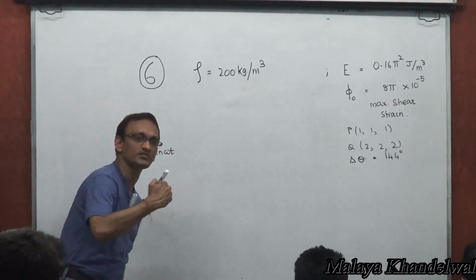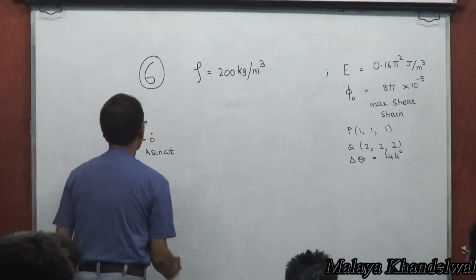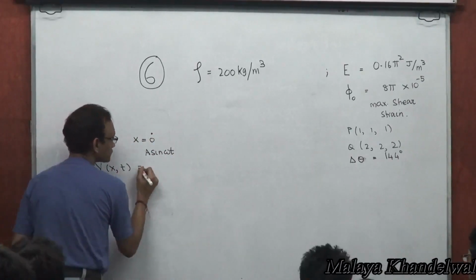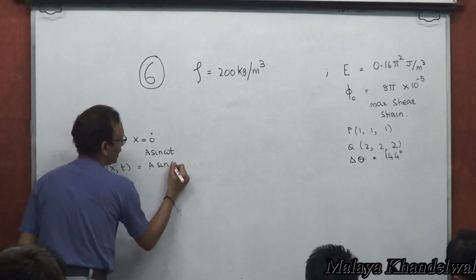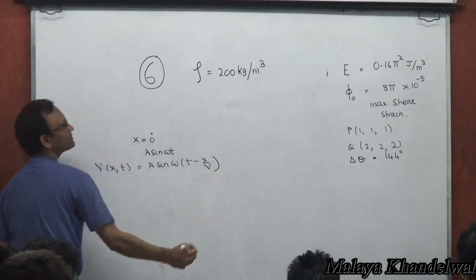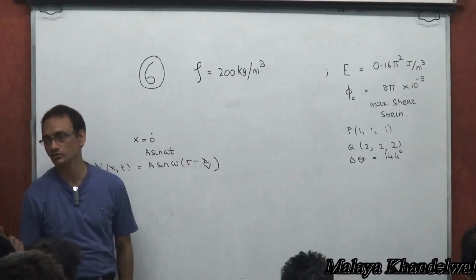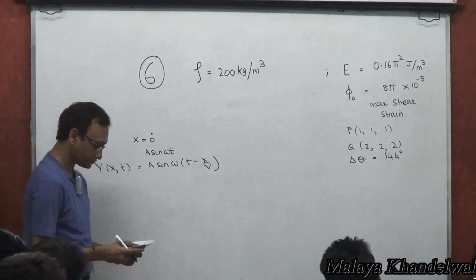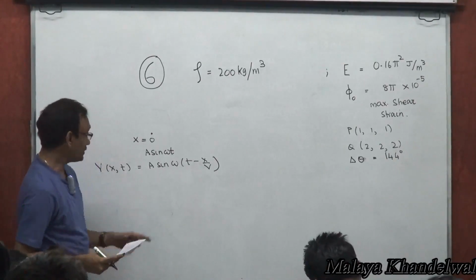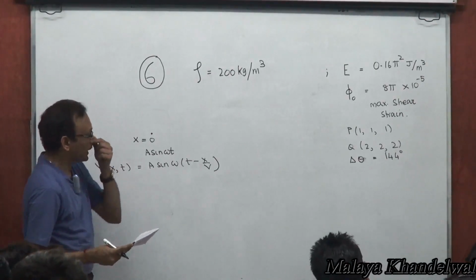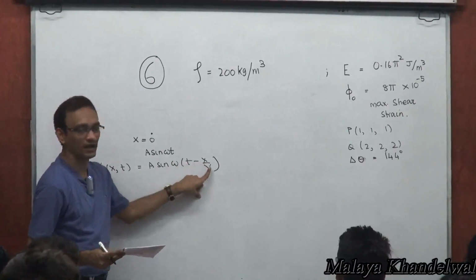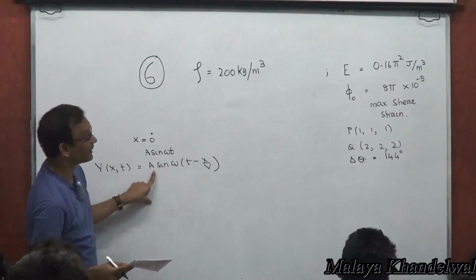So in general, it's a wave traveling in the plus x direction. So the wave description is going to be given by a sine omega (t minus x by v). Yes or no? We want to find the wave equation, and so we need omega and v. We essentially need omega, v, and the amplitude a, right?